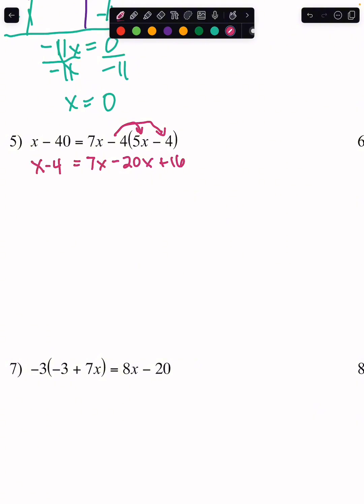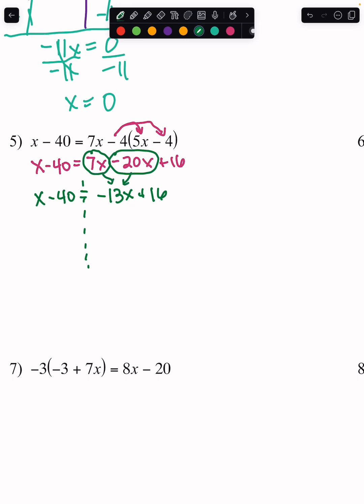Now we're at the point where we were at in our previous examples. Okay? So now let's go ahead and combine this and combine that. 7x minus 20x is negative 13x plus 16 is equal to x minus 40. And remember, we want only variables on one side. And this came from here. We only want variables on one side and we want constants on one side.